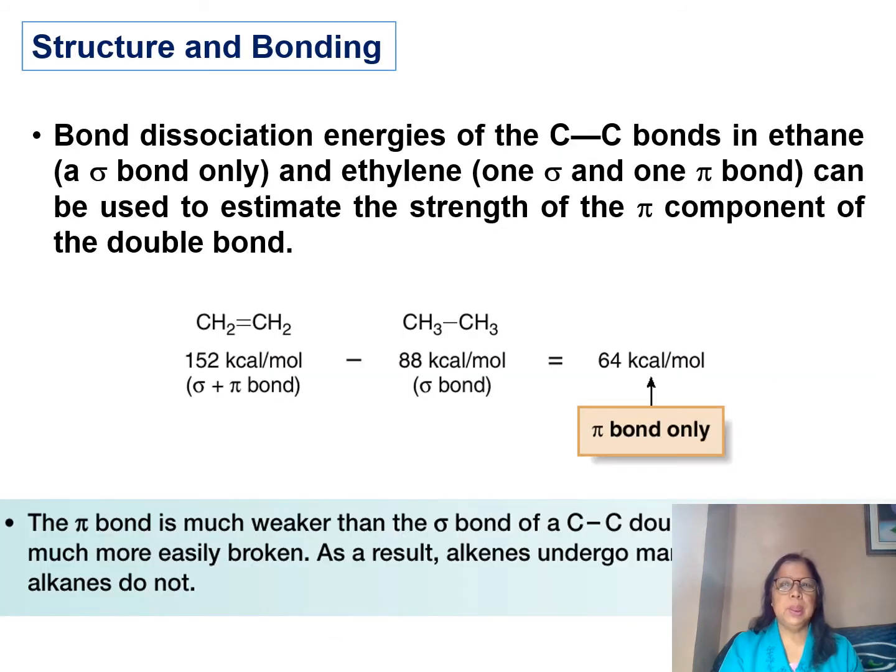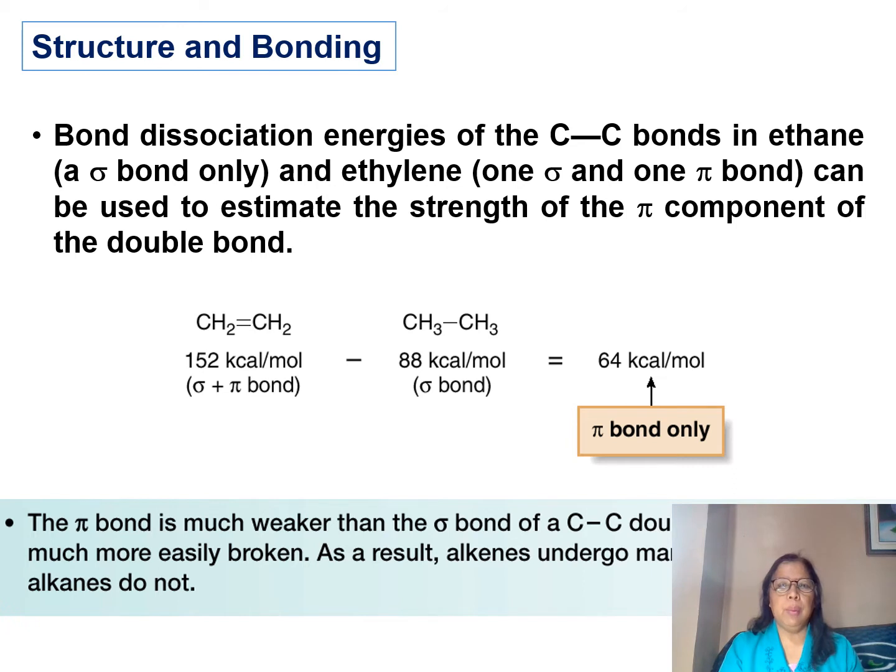And then let us try to look into the structure and bonding. The bond dissociation energy of the carbon-to-carbon bond in ethane is a sigma bond, one sigma bond only. In the case of ethylene, it has one sigma bond for the green lobes and one pi bond for the blue lobe. So ethylene can be used to estimate the strength of one sigma bond component of a double bond.